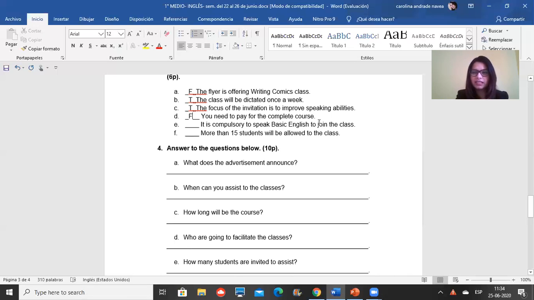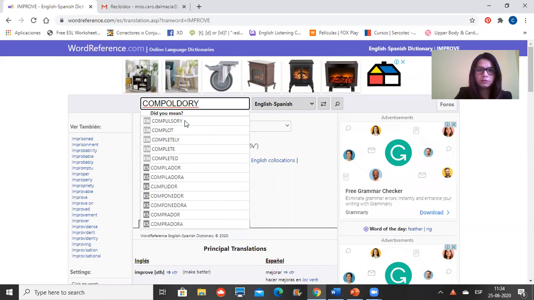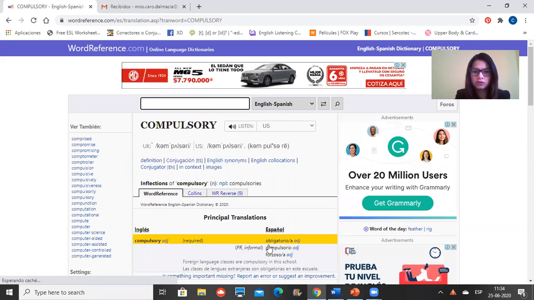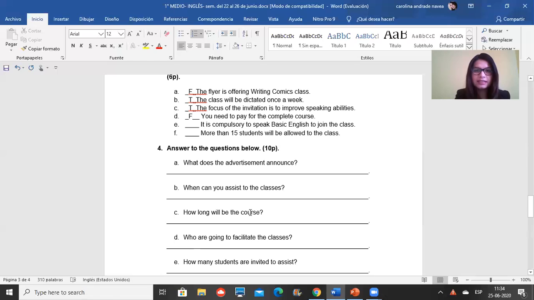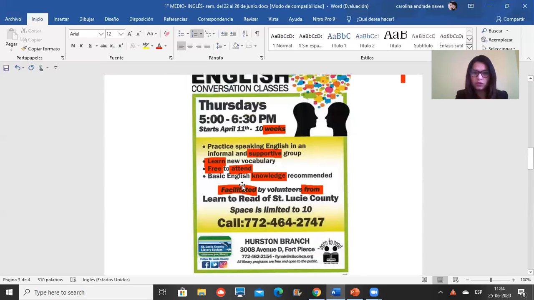Then, it is compulsory to speak basic English to join the class. What is compulsory, guys? I'm not sure. I'm going back to the dictionary and write compulsory. Okay, here, compulsory. This is obligatorio, forzoso, compulsorio. It is compulsory, obligatory to speak basic English to join the class. And here is the answer. Basic English knowledge is recommended, recomendado, but not compulsory, okay? Recomendado, pero no obligatorio. So this is false.